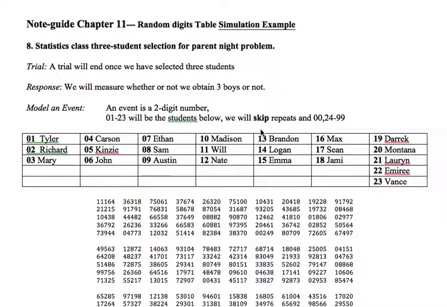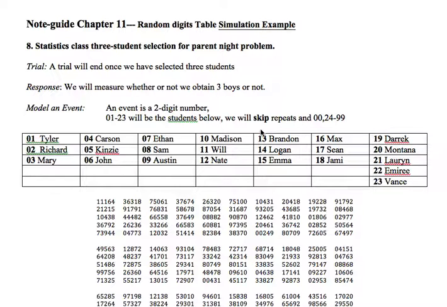Hello students, I thought I'd finish up that last example we were looking at with the statistics class and the parent night, and how we were interested in seeing how likely it is to get three boys from our particular statistics class, and basically just how to do a simulation with a random digits table. I thought you might need that this weekend, so here you go.